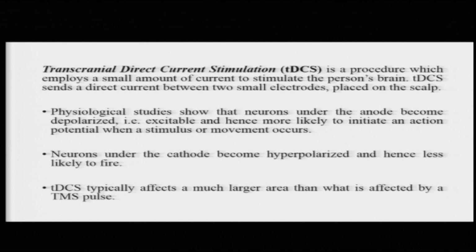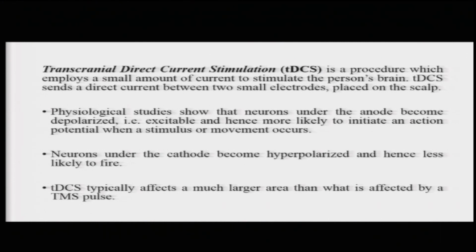The final method which has been used repeatedly, and more so in the recent past, to stimulate the human brain is transcranial direct current stimulation. It's something which is in some sense very old as well, because people have been using electrical current to stimulate a person's brain historically, but there is a much more refined package or way of using that particular technique. So TDCS basically involves sending a small direct current between two electrodes placed on the scalp. One is the cathode, one is the anode.